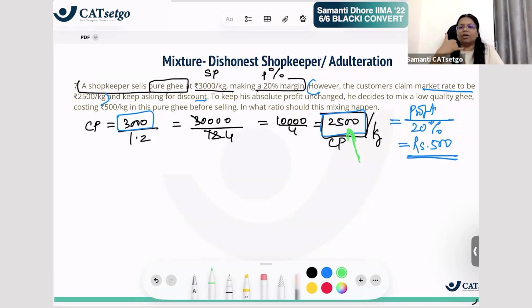So what I'll do is start calling, sourcing. I'll call farmers, people who make ghee, manufacturers, distributors, vendors. I'll call everybody and ask, is ghee available at a lesser price?